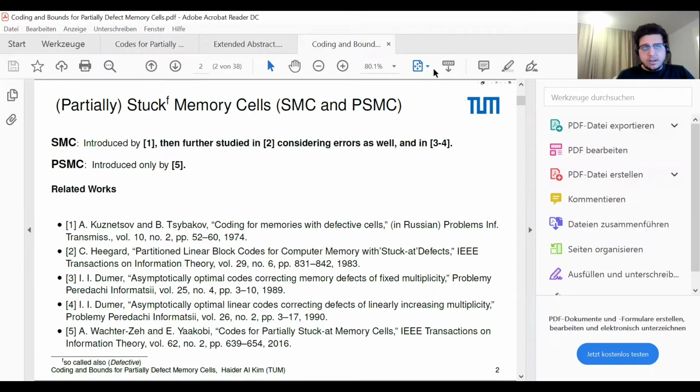The idea was initiated, introduced in 1974, and then further studied in [2], considering errors as well, and then further asymptotic analysis and further study in [3] and [4]. And recently, in 2016, the partially stuck cell scenario was presented by Antonia and Eitan Yaakobi. And these are our references here.